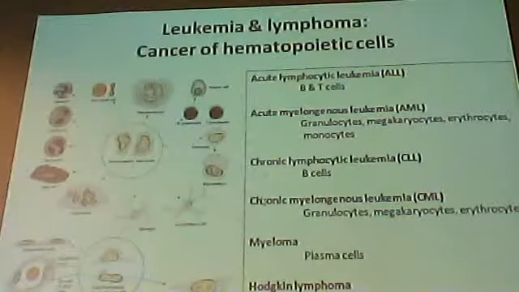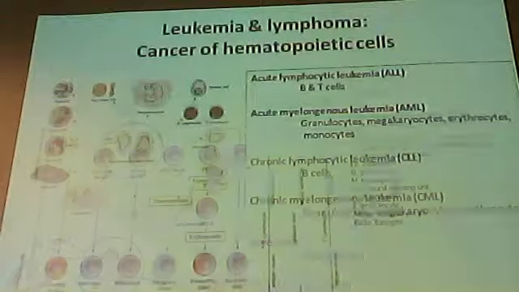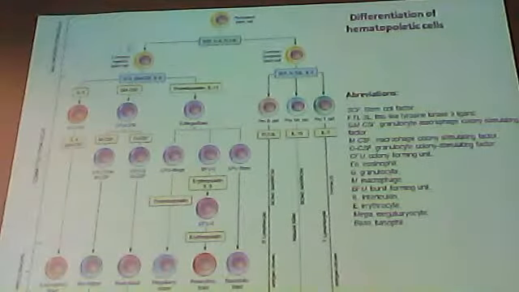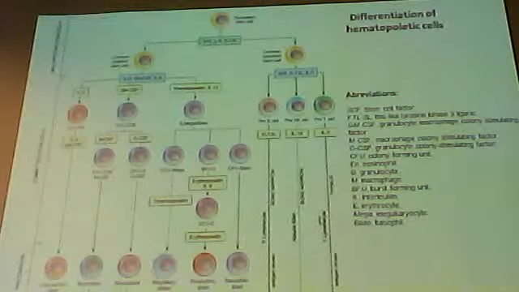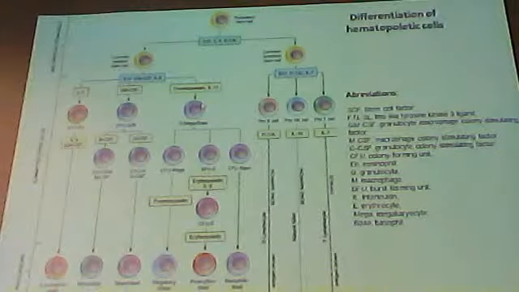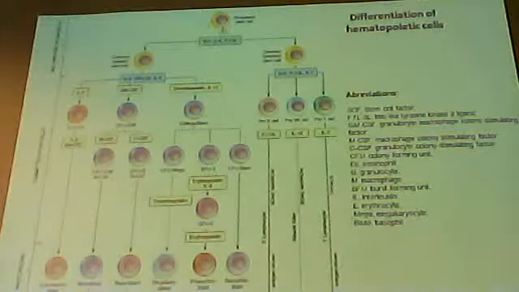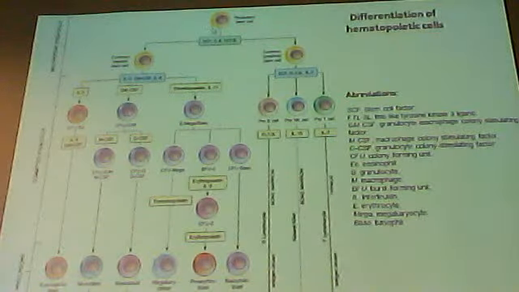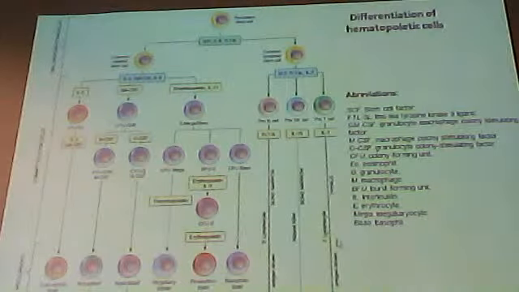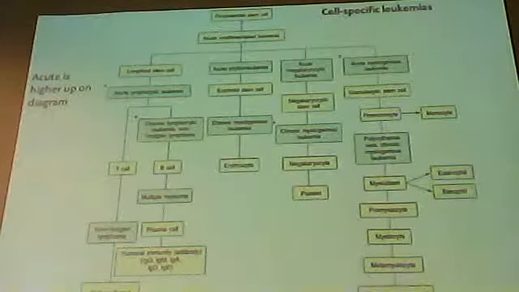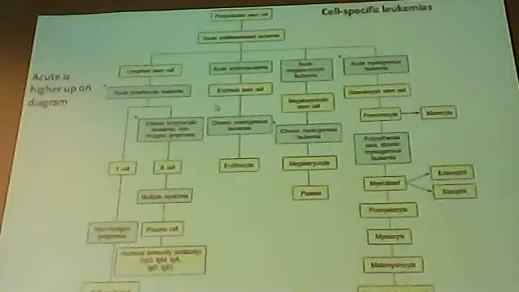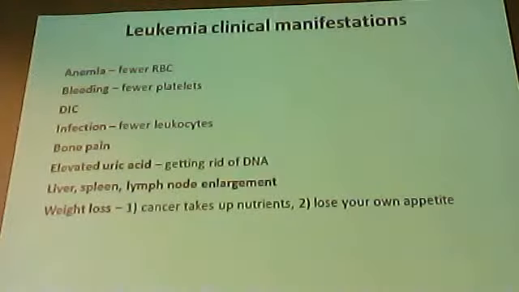So we're going to talk about different types: ALL, AML, CLL, CML. You don't need to know anything specific about this; it's just showing you how a progenitor, a kind of precursor cell, branches off into all of these. Acute leukemias are typically higher up on this chart, and chronic are typically lower on the chart.